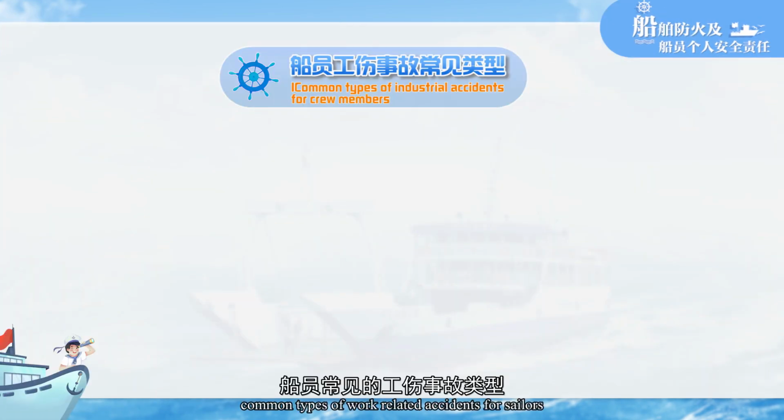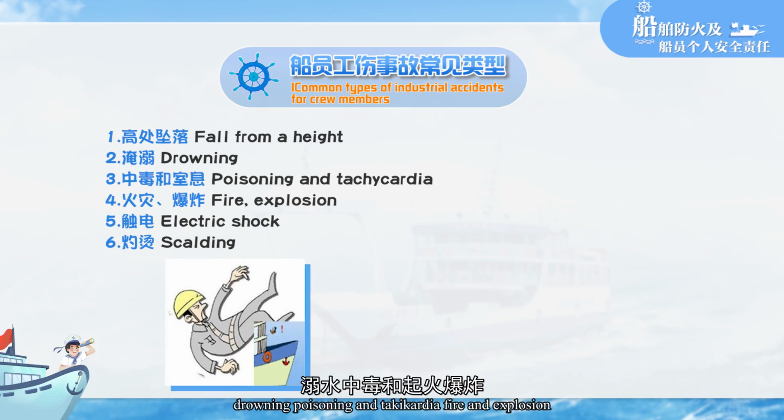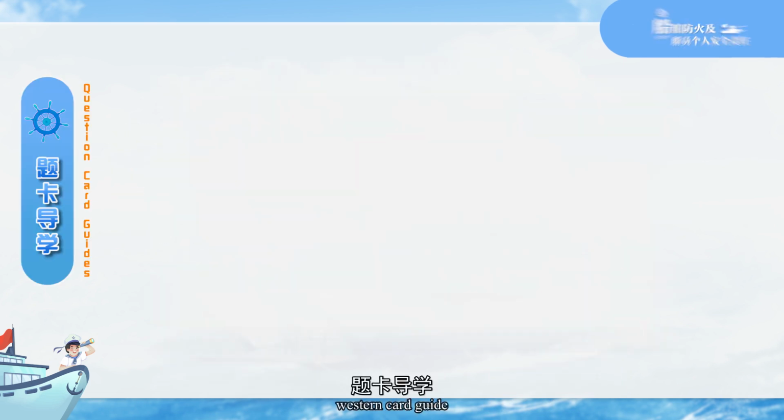Common types of work-related accidents for sailors: fall from a height, drowning, poisoning and suffocation, fire and explosion, electrocution, scalding, mechanical injury, lifting injury, collapse, object strike, vehicle injury, other injuries.